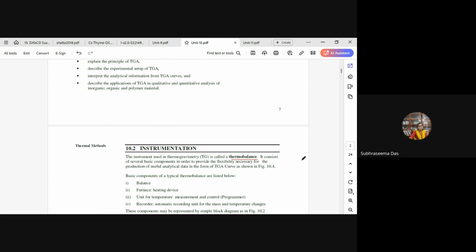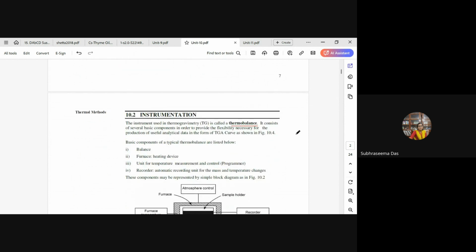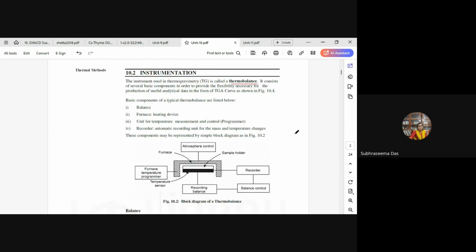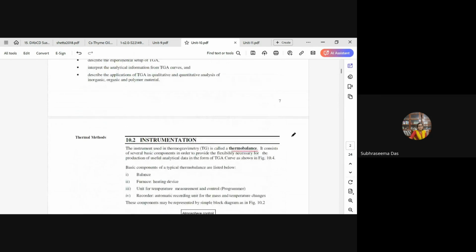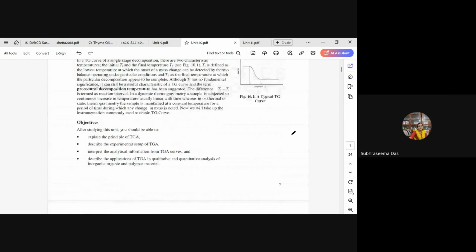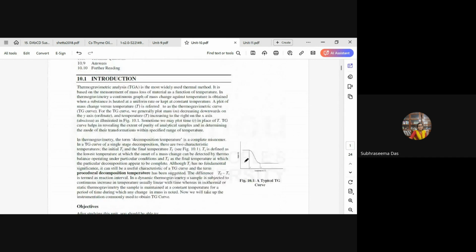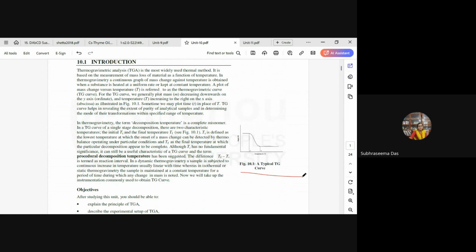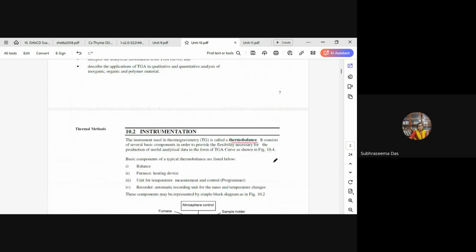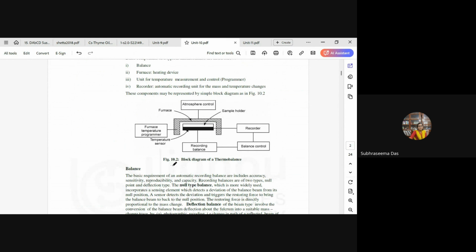First we'll learn about the instrumentation used in thermogravimetry, and the instrument is called a thermobalance. The thermobalance consists of several basic components in order to provide the flexibility that is necessary for the production of useful analytical data in the form of TGA. Figure 10.1 shows a thermogravimetric curve, which we call a TGA curve. Figure 10.2 shows a basic diagram of a thermobalance.